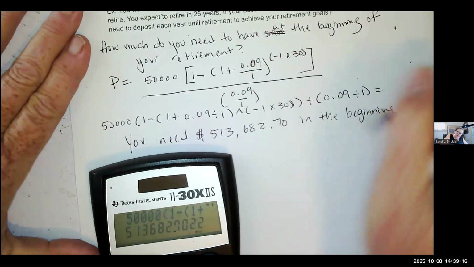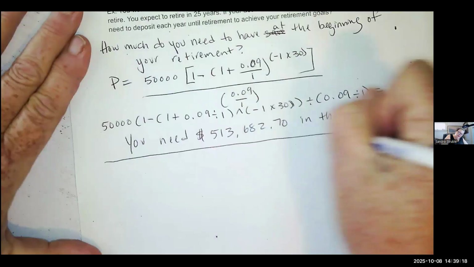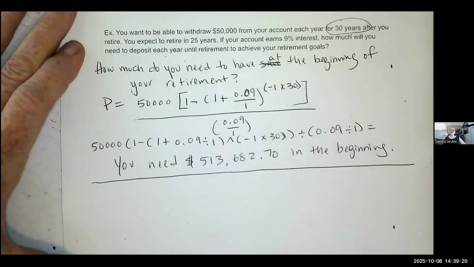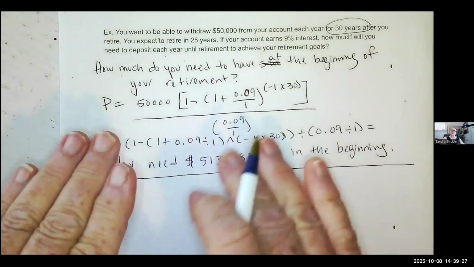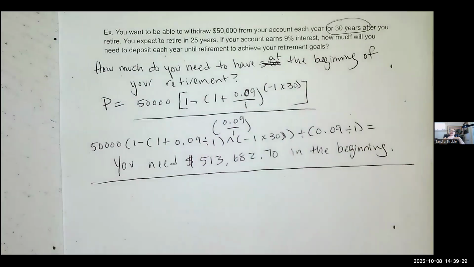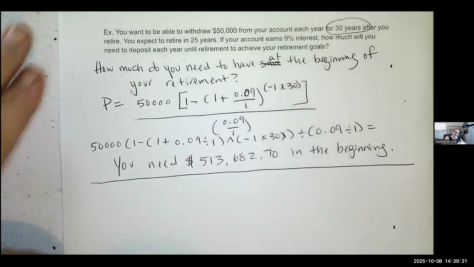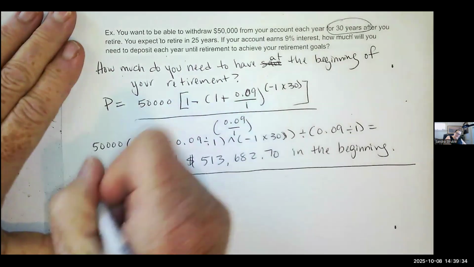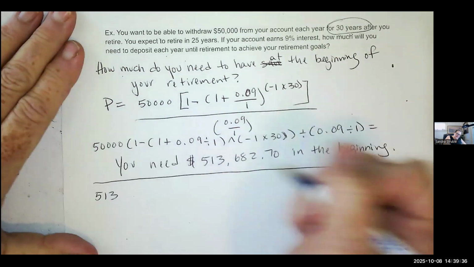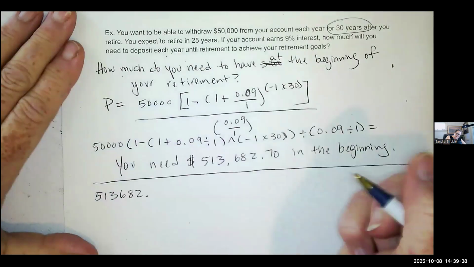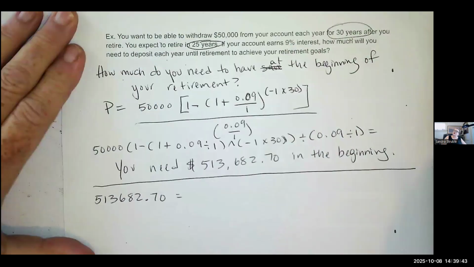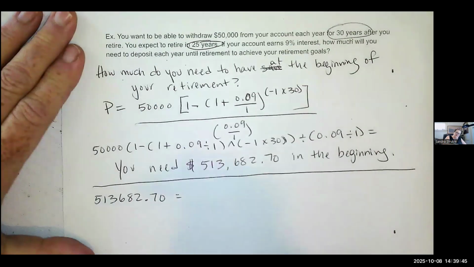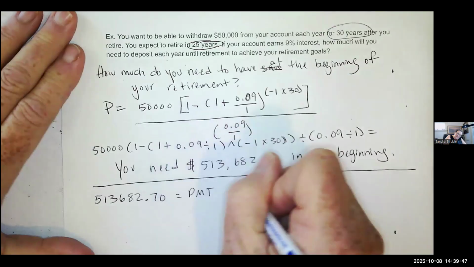The thing about this is, just because this is what you need at the beginning of your retirement, this is also what you need at the end of your annuity. So this is what you need at the beginning of your payout annuity, but we need to go back and see, okay, this is what we're going to need as our A for our annuity formula. And we need to know how much we need to deposit for 25 years so that we can have that. So I'm looking for my PMT.